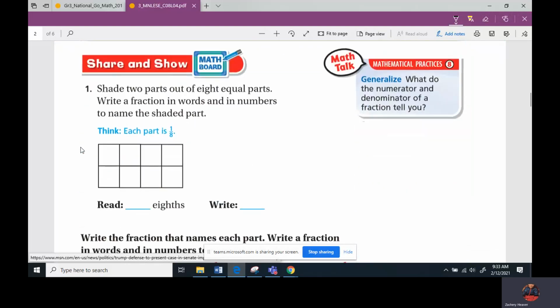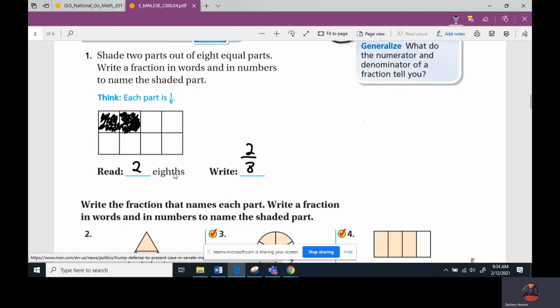Next one. Shade 2 parts out of 8 equal parts. Write a fraction in numbers that names it. So it wants us to shade 2 parts, which only means 2 pieces. So I'd shade this part, which is 1 out of 8 pieces, and I'd shade this part, which is 2 out of 8 pieces, or we would say 2/8 or 2 over 8. 2/8. That's simple.